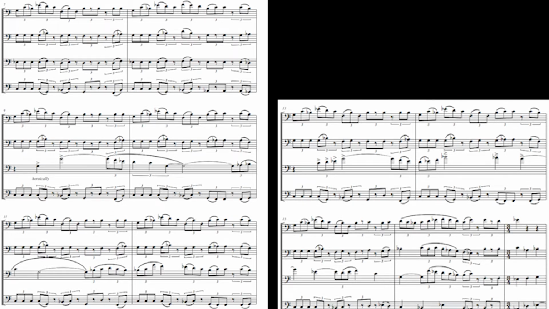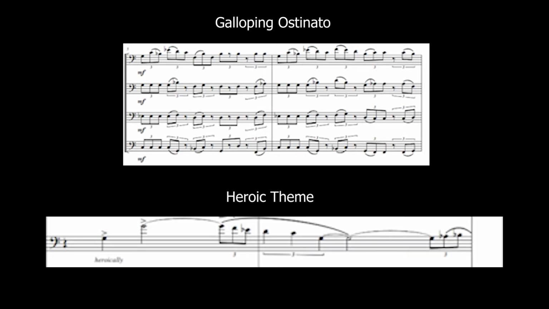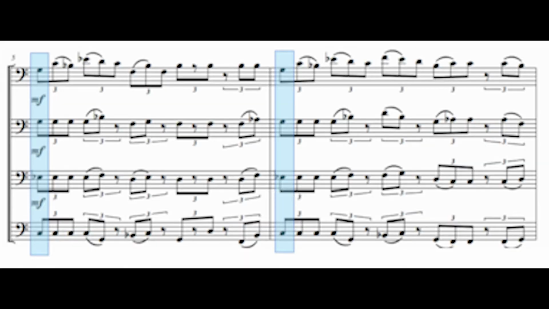Here in the B module of the piece, we get an introduction to the galloping ostinato that comes back a few times throughout the piece. We also get our first entrance of the heroic theme, which gives us the sensation that the hero has really arrived for battle.